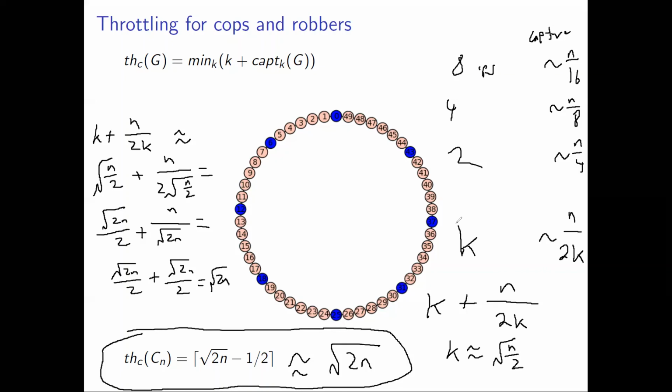And that really only shows the upper bound. For the lower bound, you need to think about what we did when we showed the capture time of the path is approximately n over 2, and when we showed the capture time of the cycle is approximately n over 4. A similar thing works here to argue that the lower bound is approximately the square root of 2n.